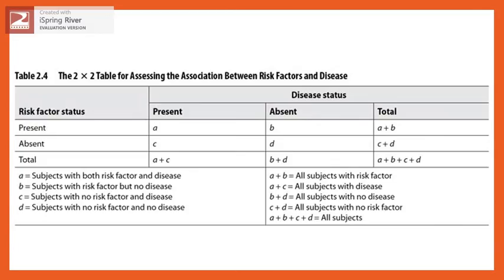So here I want to show you where these numbers would come from. Let's go back to the smoking example. If smoking is our risk factor, if that risk factor is present, that would be the smoker. If it's absent, that would be the non-smoker. And say our disease is lung cancer, then if the disease is present, that would be those with lung cancer, and if it's absent, that would be those who do not have lung cancer.